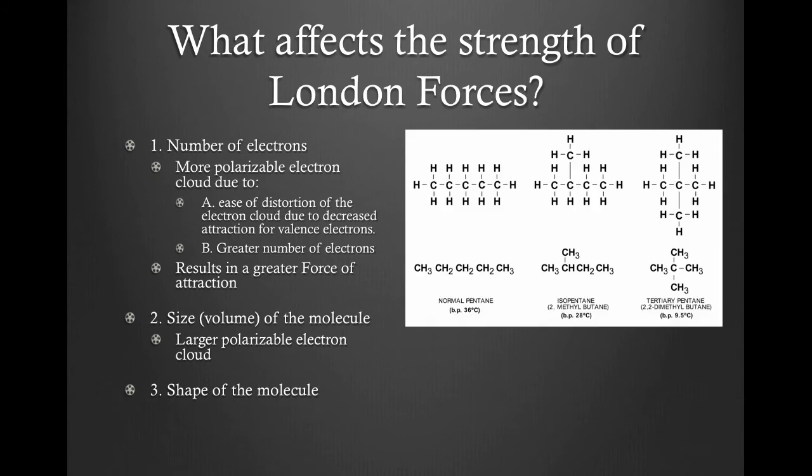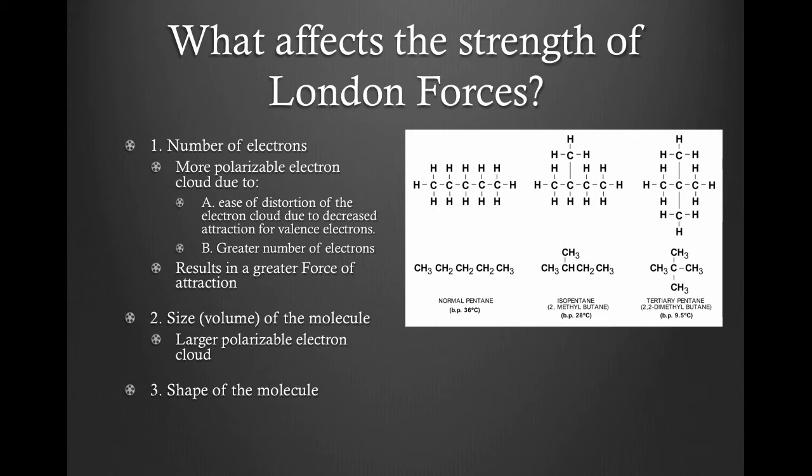So the last thing that affects the strength of the London force is the shape of the molecule. And so if I look at, these are called isomers, which means they have the same number of carbons and hydrogens, but they have different structures. So if you look at normal pentane, it has a linear structure. Isopentane has one of the carbons that's bonded off another carbon. And then tertiary pentane, or 2,2-dimethylbutane, has almost like a four-leaf clover shape. But they all have 5 carbons. And so we have different shapes here.